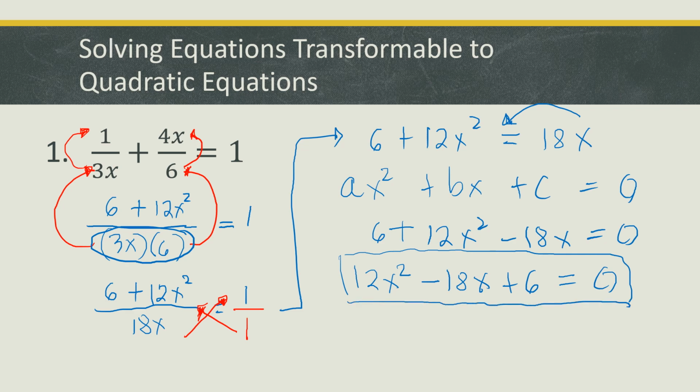You can use any of the methods that we have discussed in the other videos, like extracting square root, factoring, completing the square, or using the quadratic formula. And always remember, it is very important for you to know the values of a, b, and c. So we have here a of 12, b of negative 18, and c of 6.